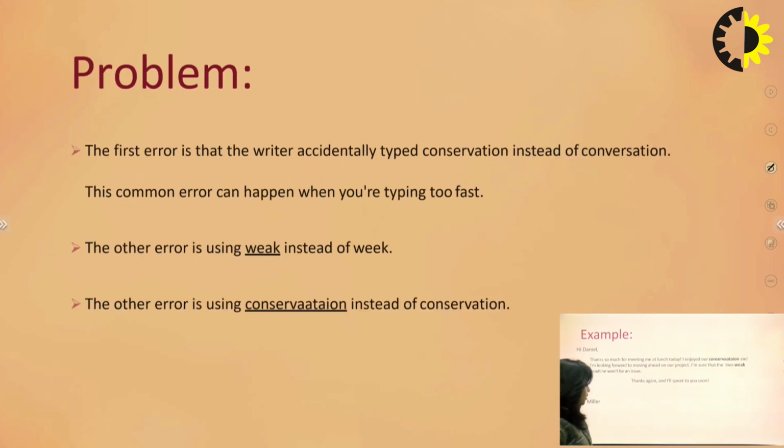Best, Jack Miller. So if you see what the problem is, the first error is that the writer accidentally typed conservation instead of conversation. It is a common error that can happen when you are typing too fast. And the other error is using week instead of weeks.